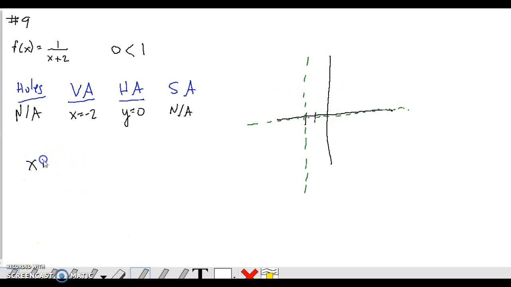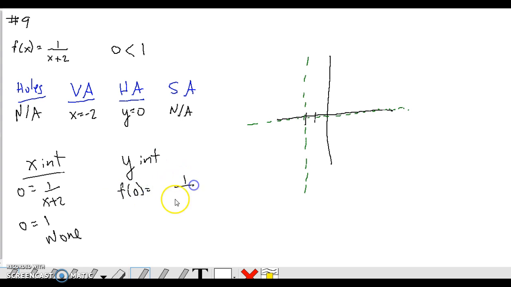So let's find our x-intercept. X-intercept means that we would set our equation equal to 0. And if I do that, I'm going to get 0 is equal to 1. So that means that we're not going to have any. We also knew there was not going to be an x-intercept, because there is a horizontal asymptote. Y-intercept: what you're doing is plugging in a 0 everywhere we see an x, so 1 over 0 plus 2. So that means our y-intercept is 1/2, right? So over here, if this is 1, we have a point right there.